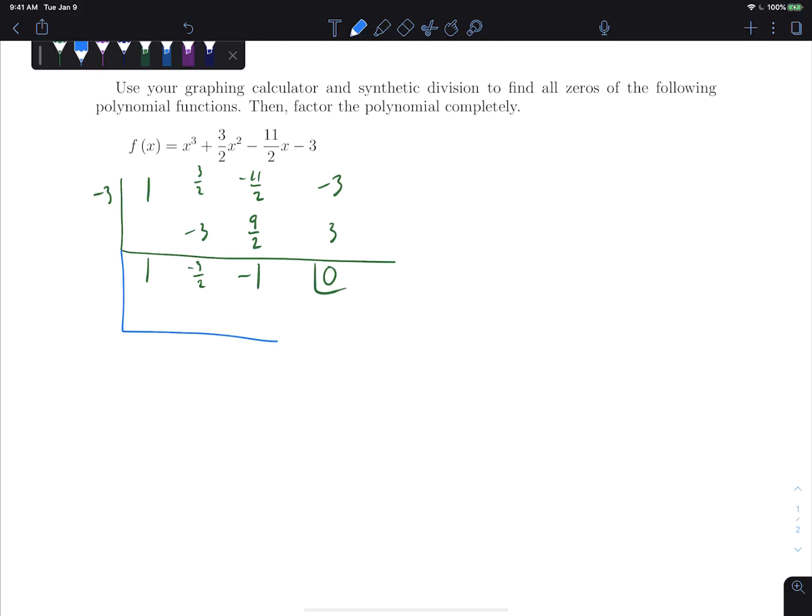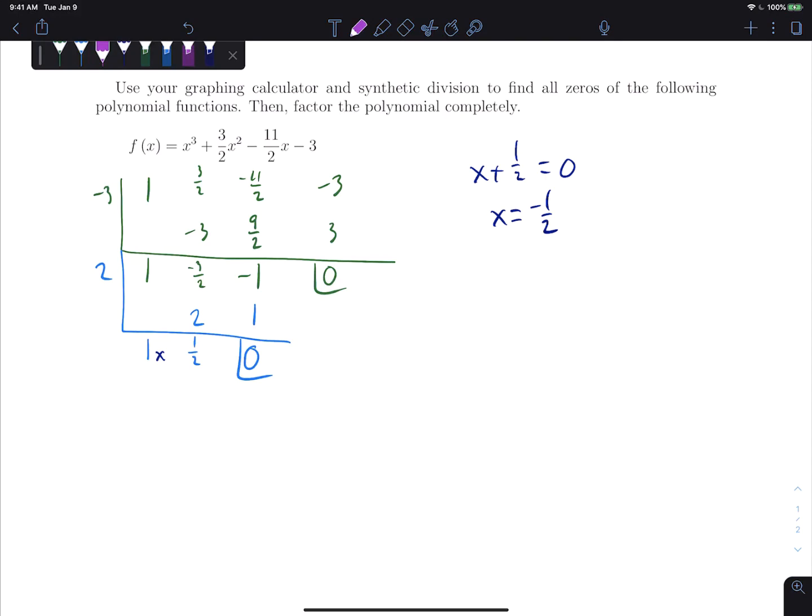The next integer that we know for sure is going to be 2. Bring down the 1, multiply. -3 halves plus 2 is 1 half, and then 2 times a half is 1. Awesome. We just proved that 2 is a 0. And now we're going to use these last two to find out the other 0. Notice that this is basically 1x plus a half, in other words, just x plus a half equals 0. Subtract the 1 half. Means x equals -1 half is our other 0.